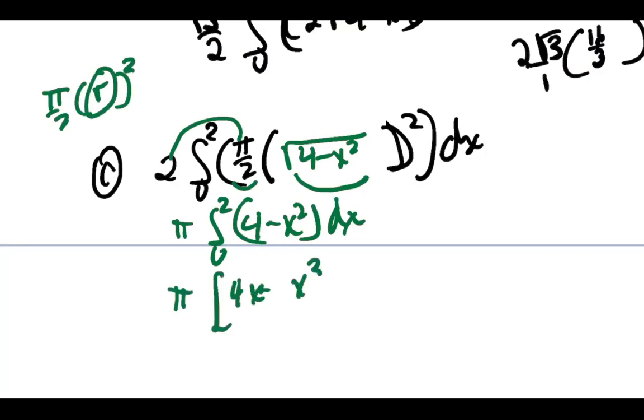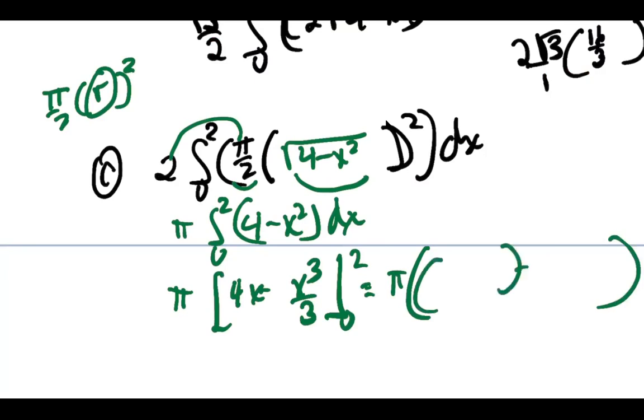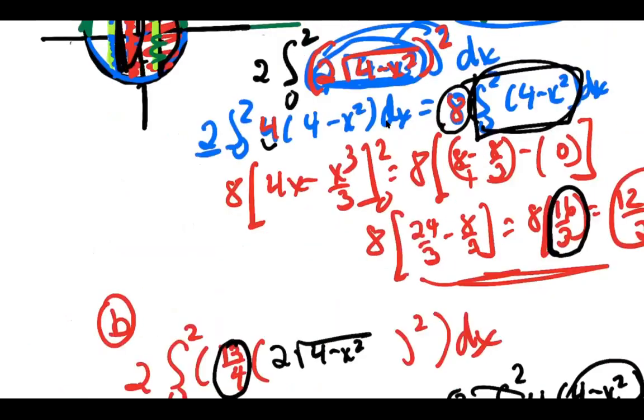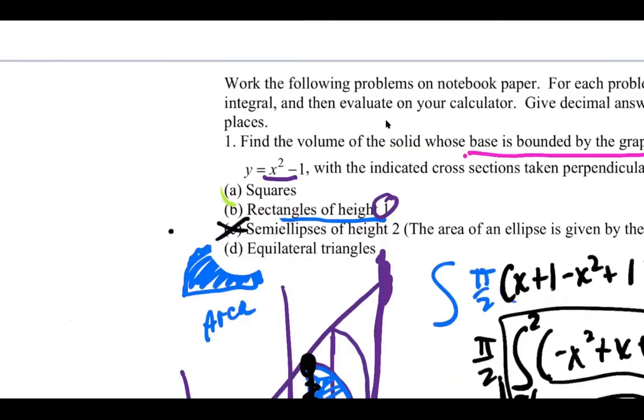4x minus x to the third over 3 from 0 to 2. Don't forget about your pi. If you're using a calculator, type it in front of math 9. All right, this is going to give me 8 minus 8 thirds and 0. This was the 16 thirds. So 16 pi over 3.